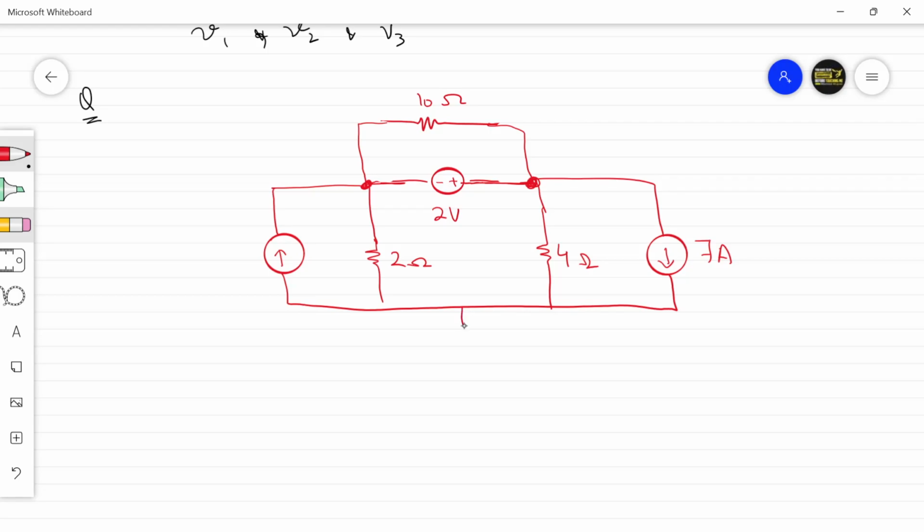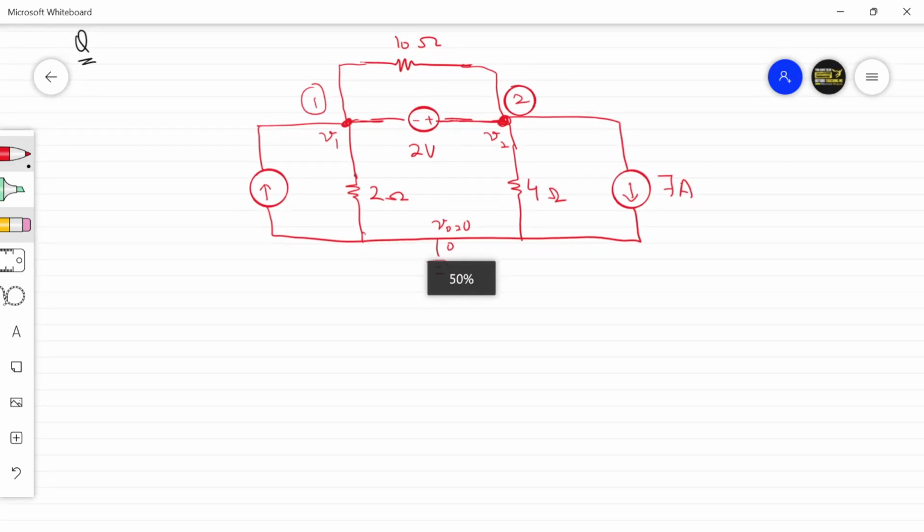इस केस में मेरे पास 3 ही नोड्स है. This is one node, this is second node, and this is the reference node. Voltage at this point is 0. Let voltage at this point be V1. Voltage at this point be V2.